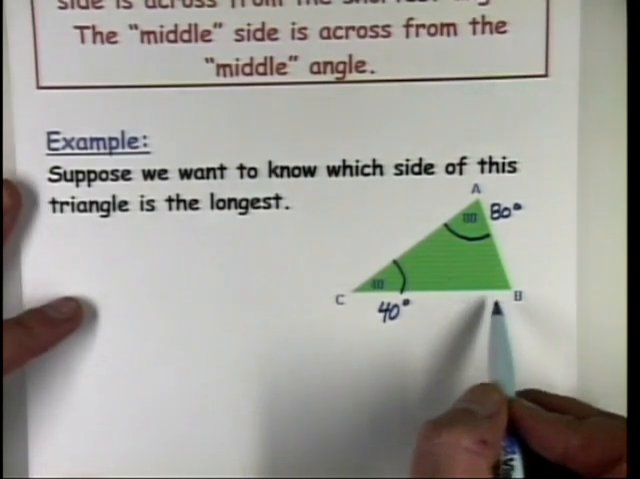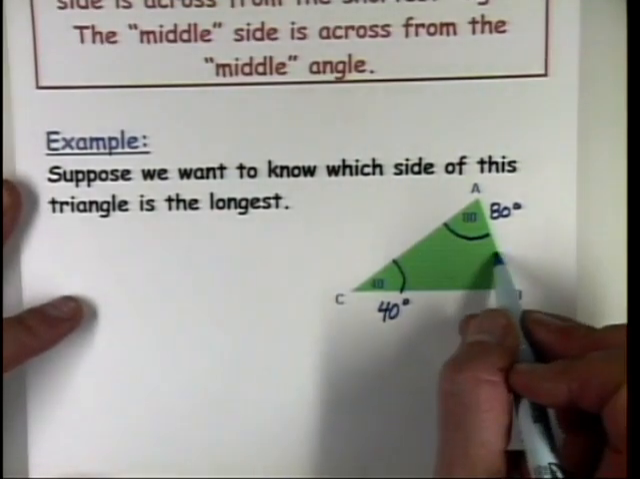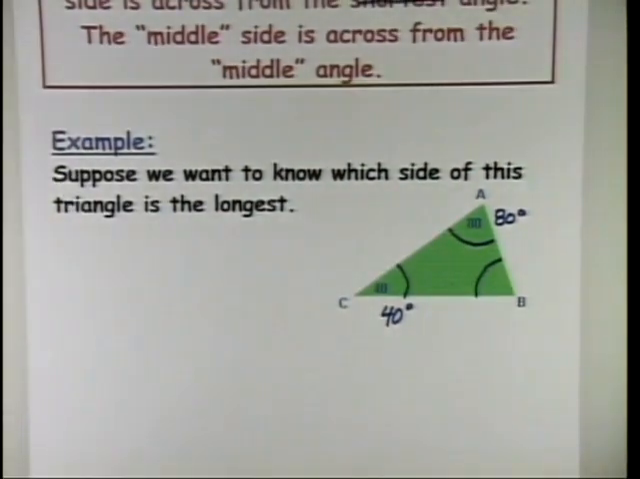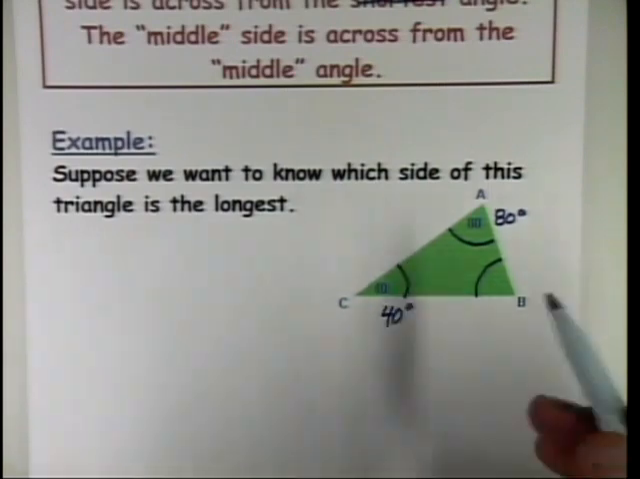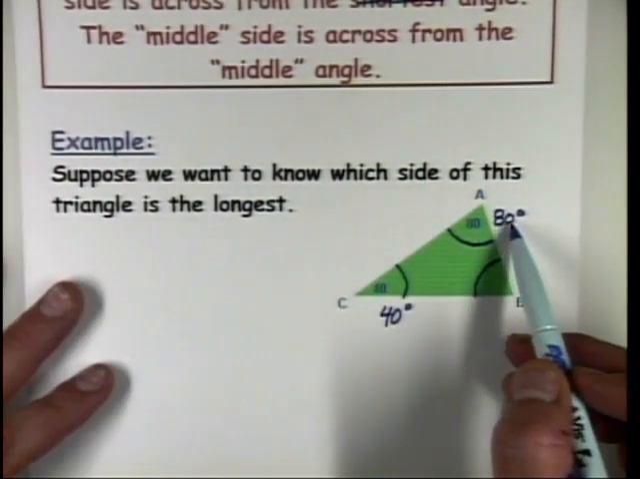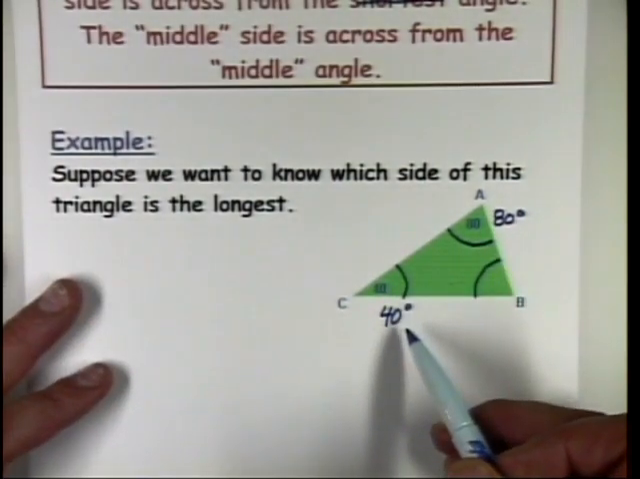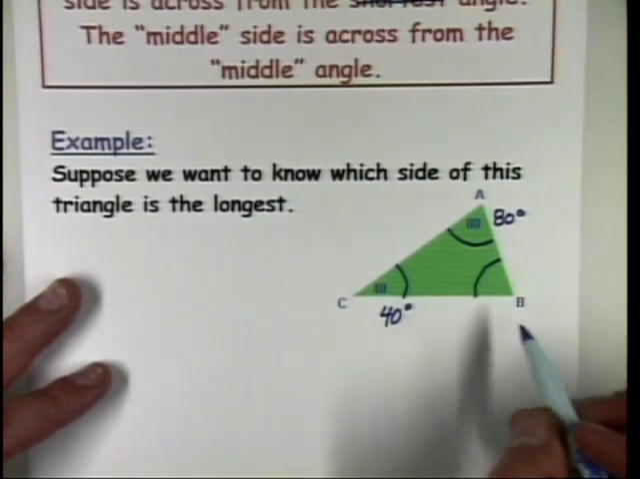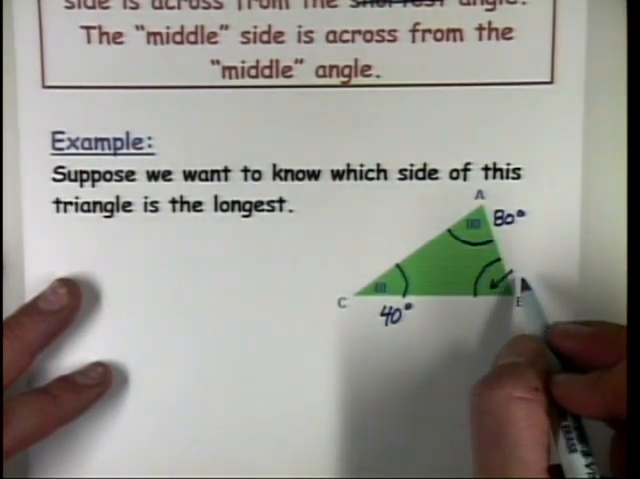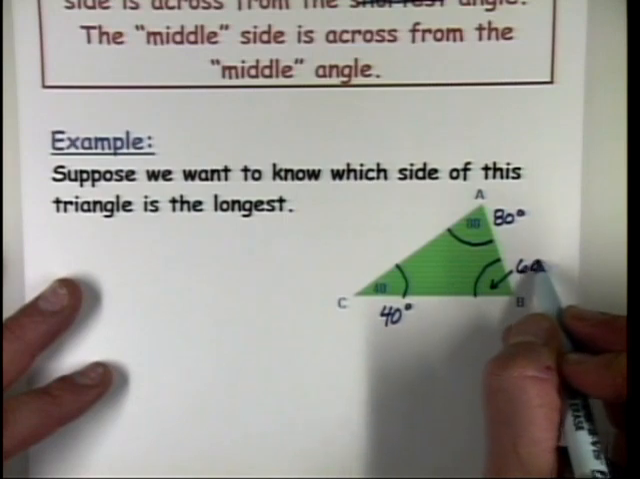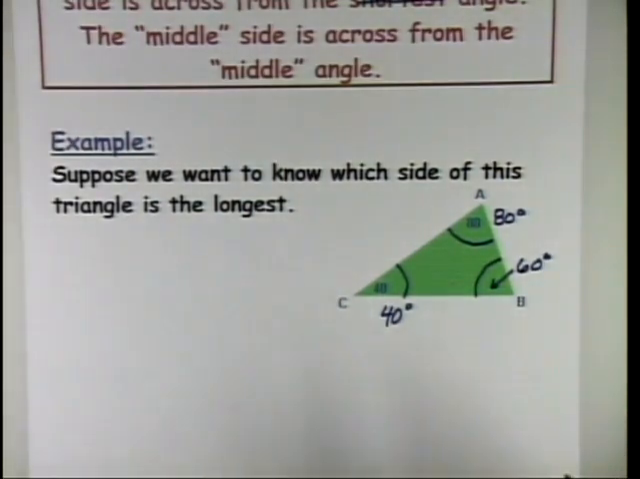Well, first we're going to have to know what the measure of angle B is. Okay? So we know that the sum of the angles in any triangle must add to 180. So 80 plus 40 is 120. So to get to 180, we have to have this angle here, the missing angle, equaling 60 degrees. Okay? So now we have all three angles, and notice they're all different.